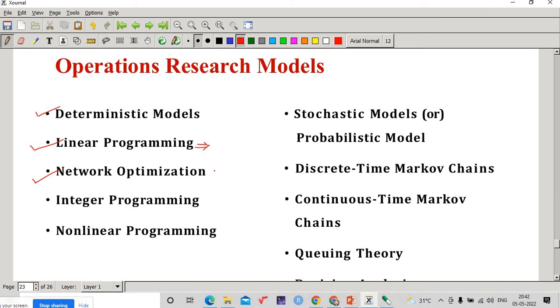Network optimization, this is also something we are going to do. Integer programming, we are not going to do much, but one or two examples we can take on. Non-linear programming, definitely we are going to do this. Stochastic model we are not going to include. Non-linear programming में stochastic model नहीं आ रहा है. Unfortunately, Markov chains are not included, but I'll try to address this particular part with one case study.